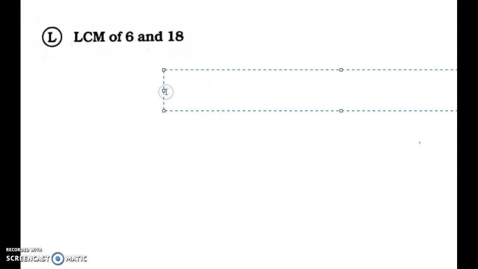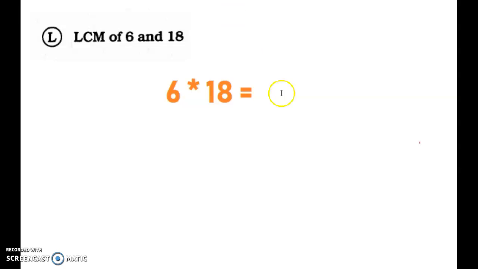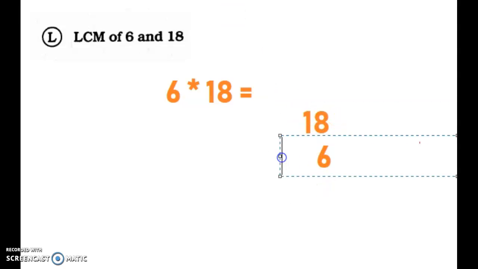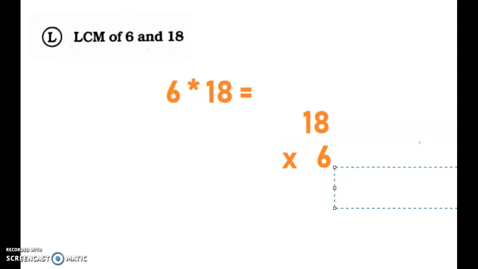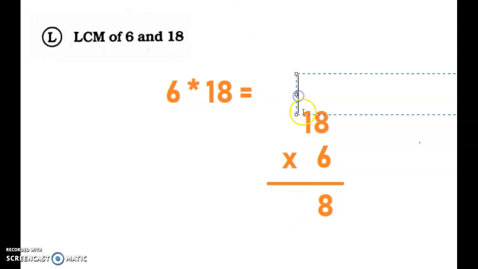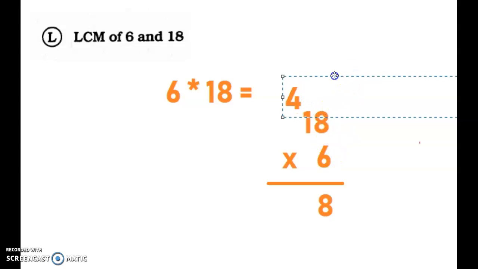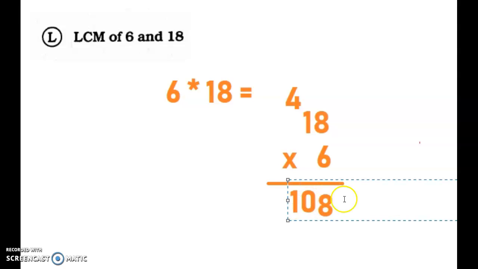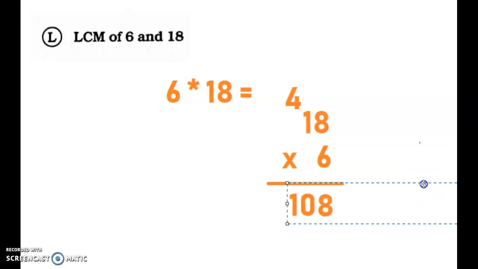So they're saying, what if I just did 6 times 18, right? And guys, that little star, that means times. So if I did that, my LCM would be, let me see here if I set this up like I would a regular multiplication question. Here we go. 6 times 8 is 48. Bring my 4 over here. 6 times 1 is 6 plus the 4. That means 108, right? So that would be my answer. My LCM is 108.